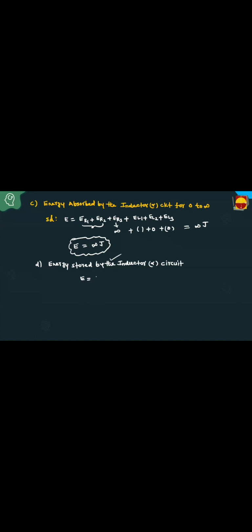Storing means you have to take only the inductor: EL1 plus EL2 plus EL3, for 0 to infinity. Only storing energy means you don't get any infinity. EL1 is 100 joules, and the others are 0, because it is constant now. Up to infinity, you see this one.